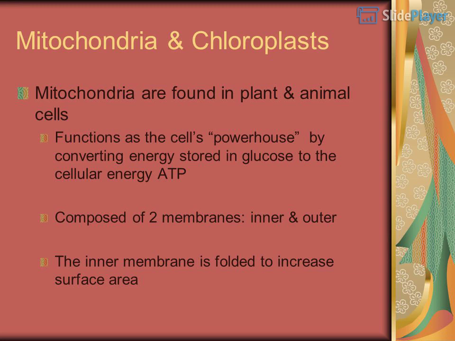Mitochondria and chloroplasts. Mitochondria are found in plant and animal cells. Functions as the cell's powerhouse by converting energy stored in glucose to the cellular energy ATP. Composed of two membranes, inner and outer. The inner membrane is folded to increase surface area.